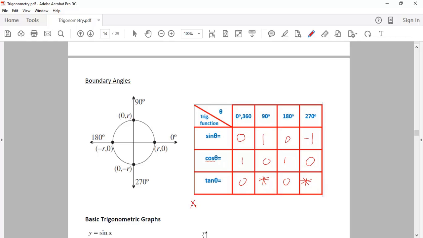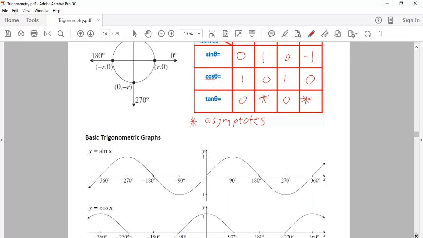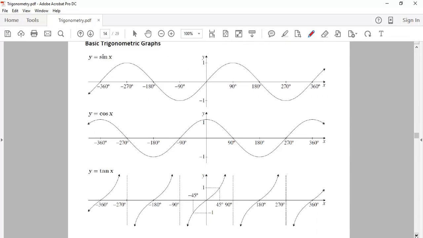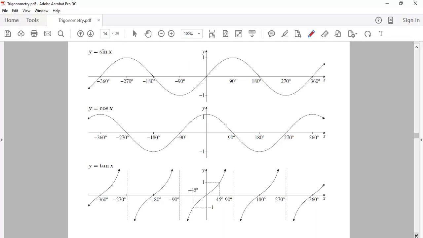So you notice for the tan graph, you would have got errors, because these are actually asymptotes. So yes, if you notice at the bottom of your page, you notice the trig graphs. So yeah, your sine, your cos, and your basic tan graph.